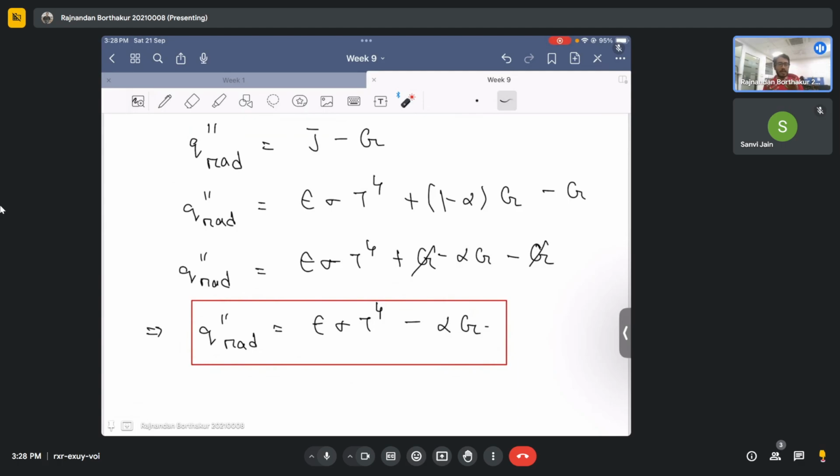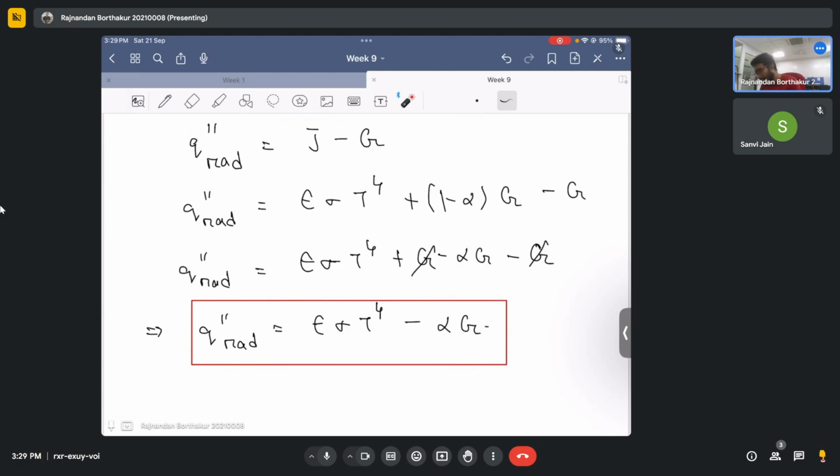You can interpret this as the emissive power minus the absorbed part of the irradiation, which of course makes sense, right? There is an irradiation, some of the irradiation will be reflected, and owing to its own temperature, there would be an emissive power. So the net flux that is basically going out of the body, considering the fact that it's an opaque body, is the emissive power subtracted by the absorbed part of the irradiation. Okay, all right.